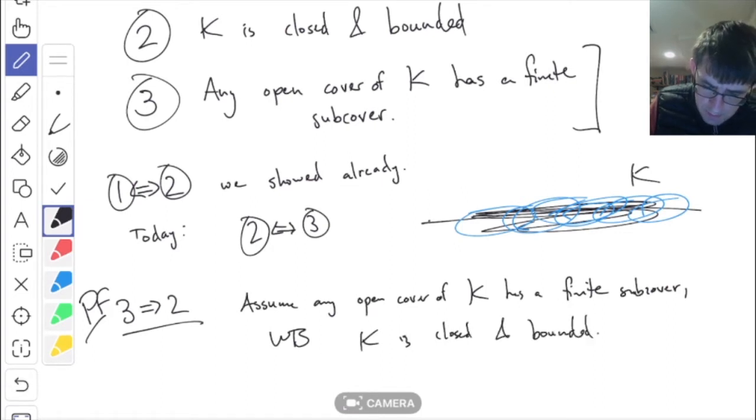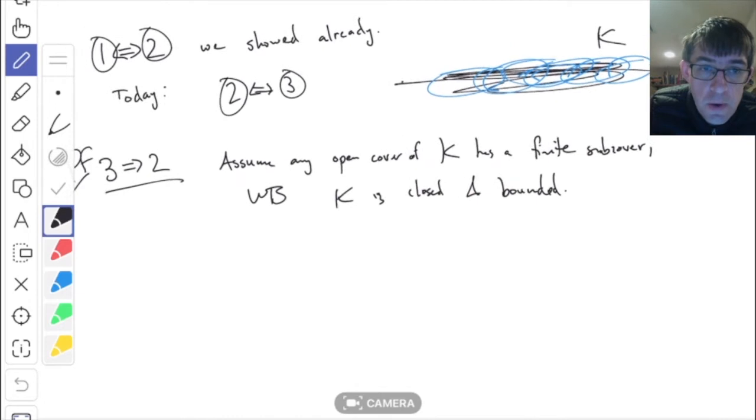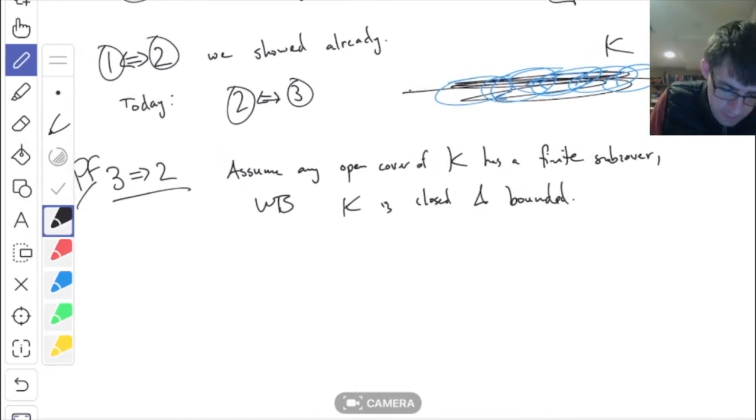All right. Actually, half of this is quite easy because we already talked about half of this. So we have to show closed and bounded. Let's do bounded first. Bounded is the easy part.